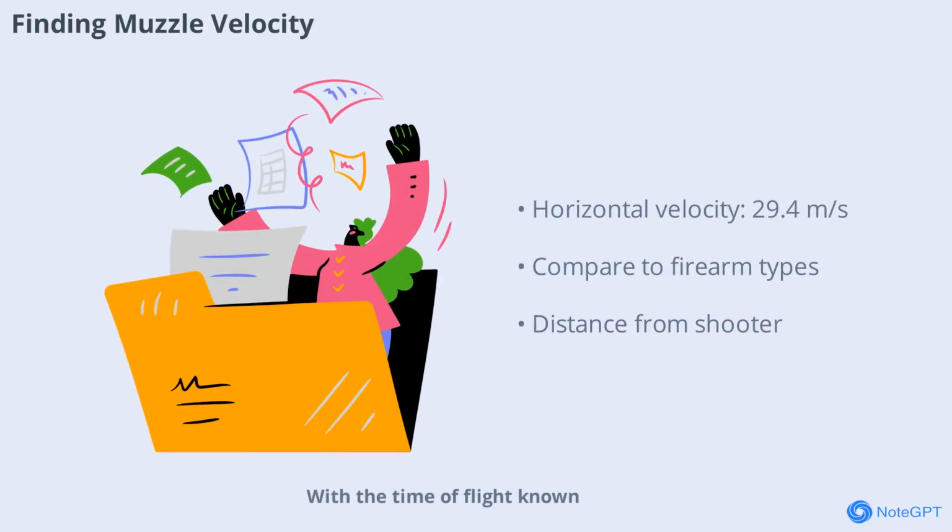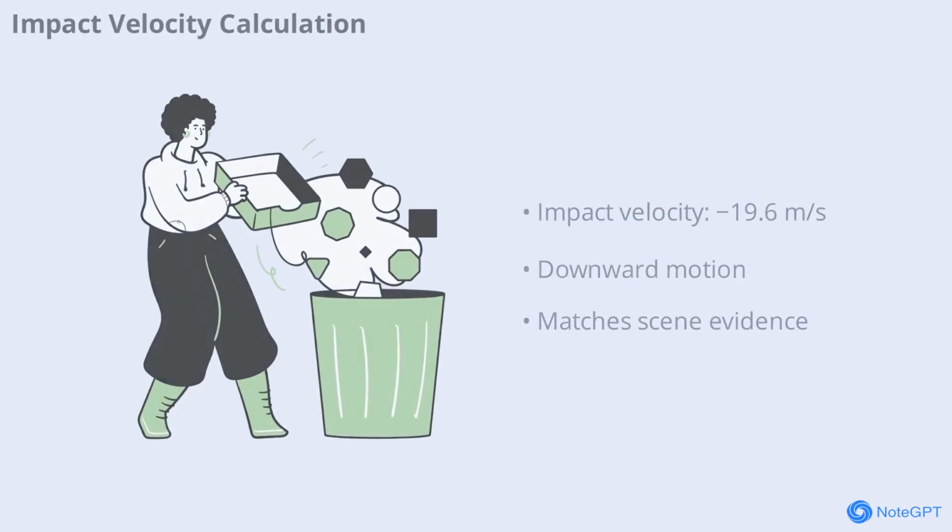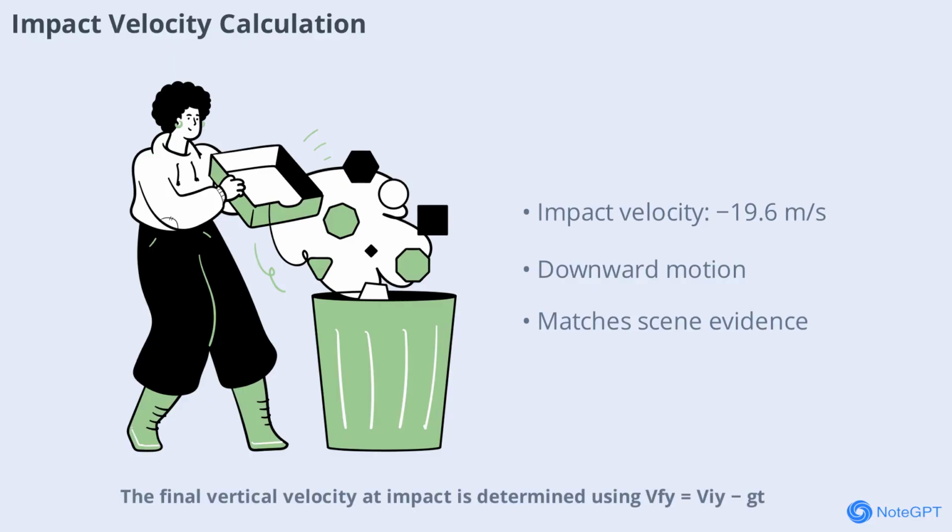With the time of flight known, the next step is to calculate the bullet's horizontal velocity, also known as muzzle velocity. Using the equation x equals xi plus vx times t, investigators find that the muzzle velocity is 29.4 meters per second. This value is compared to typical firearm speeds to determine what kind of weapon was used and how far the shooter was from the target. The final vertical velocity at impact is determined using vfy equals vi minus gt. In this case, the bullet's vertical velocity upon hitting the ground is minus 19.6 meters per second, indicating a downward motion.